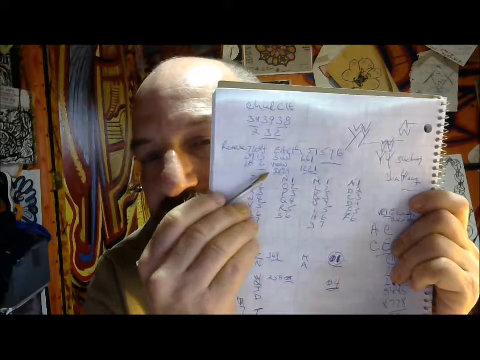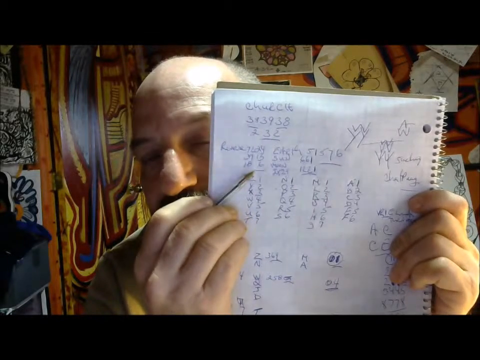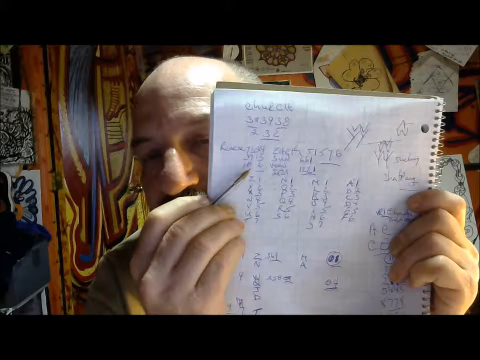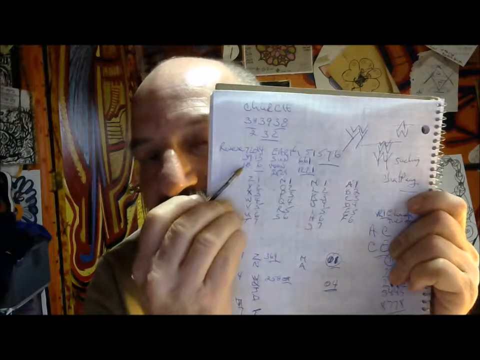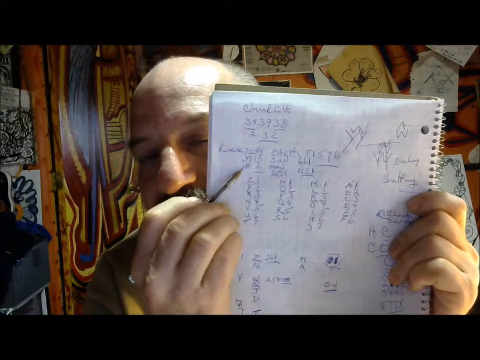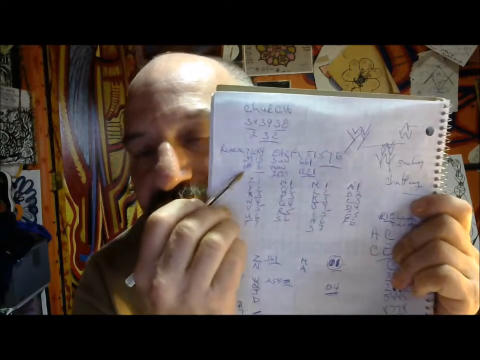4, 7, 13 equals 4. 3 and 4 creates DC. This one is easy. This one creates 11, 19, S. And this one creates 11, 19 and 11. 11 is K, 19 is S, KS equals the 30 creation.